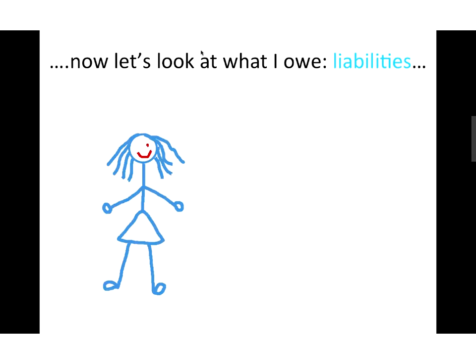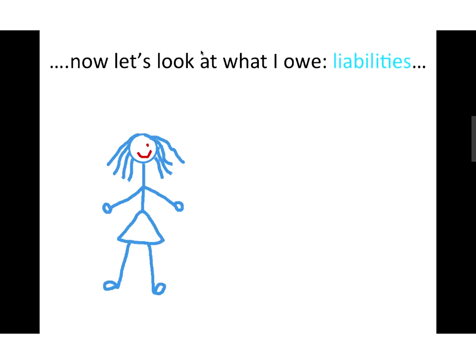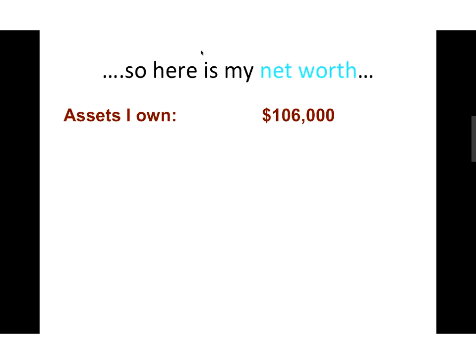Now let's look at what I owe. So now this is looking at what I owe the bank. Let's say I have a $60,000 mortgage on my house, and I have a car loan for $3,000. So what we end up with here is my liabilities total $63,000, right? So I have that house loan, and I have the car loan, so $63,000. So just as a reminder, my assets are $106,000. I owe $63,000.